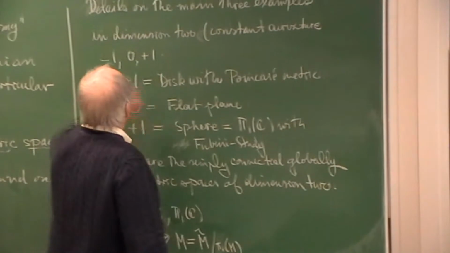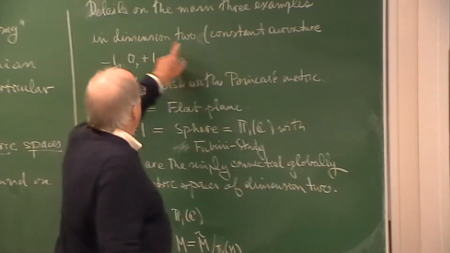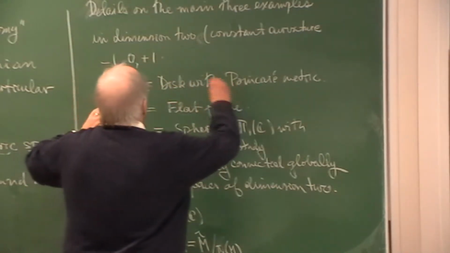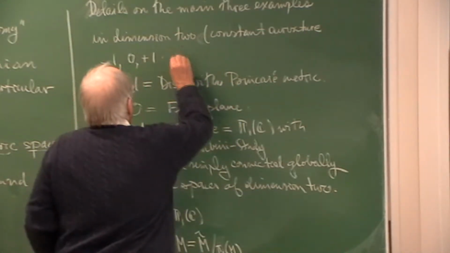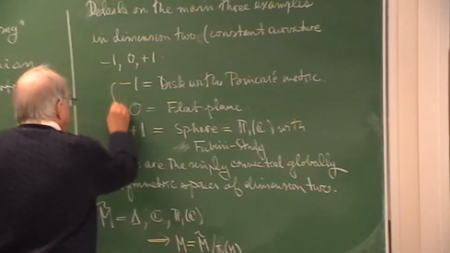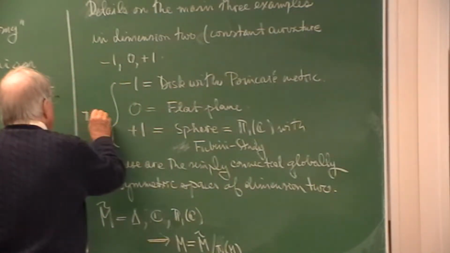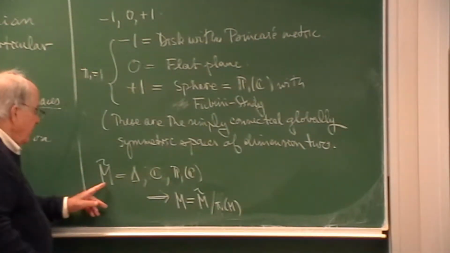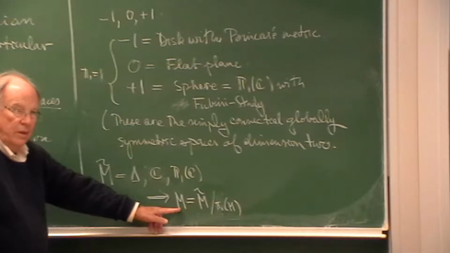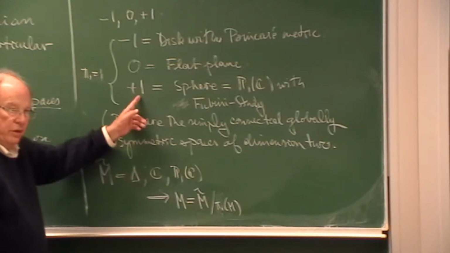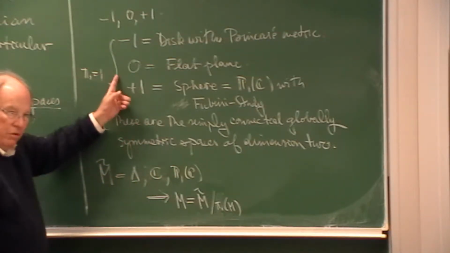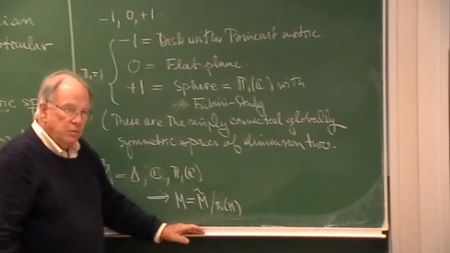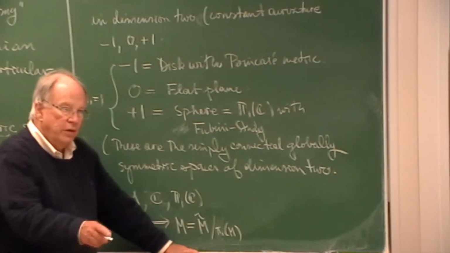there are three. Let's write the notation here. So the detail of the main three examples in dimension 2 of constant curvature, and here, this is pi 1 trivial. Right? And now in general, if you have a general M in dimension 2 with constant curvature metric, then M tilde is going to be one of these, and M will be just M tilde modulo the fundamental group. Okay, you okay on that?